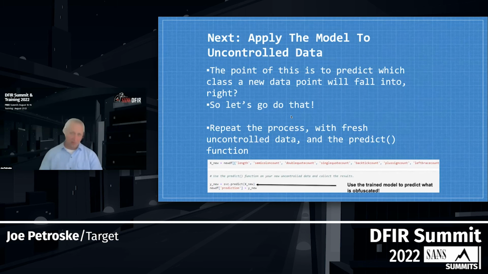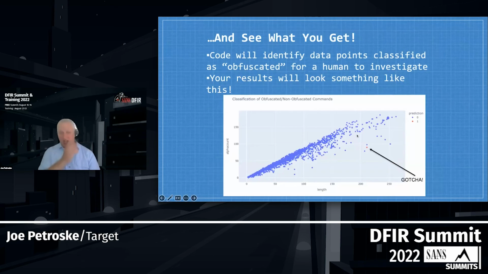So the point of all this is now, once our model is trained and running, we can take a brand new corpus of data that we've just collected from across our enterprise for as far back as you want to go, and feed it to the model and use it to predict whether there is obfuscation in any of that. And again, this boils down to just a single line of Python. It's SVC's predict model down here. So what we'll do is feed new data to that and have it issue a new prediction based off our previously trained model. And then see what you get.